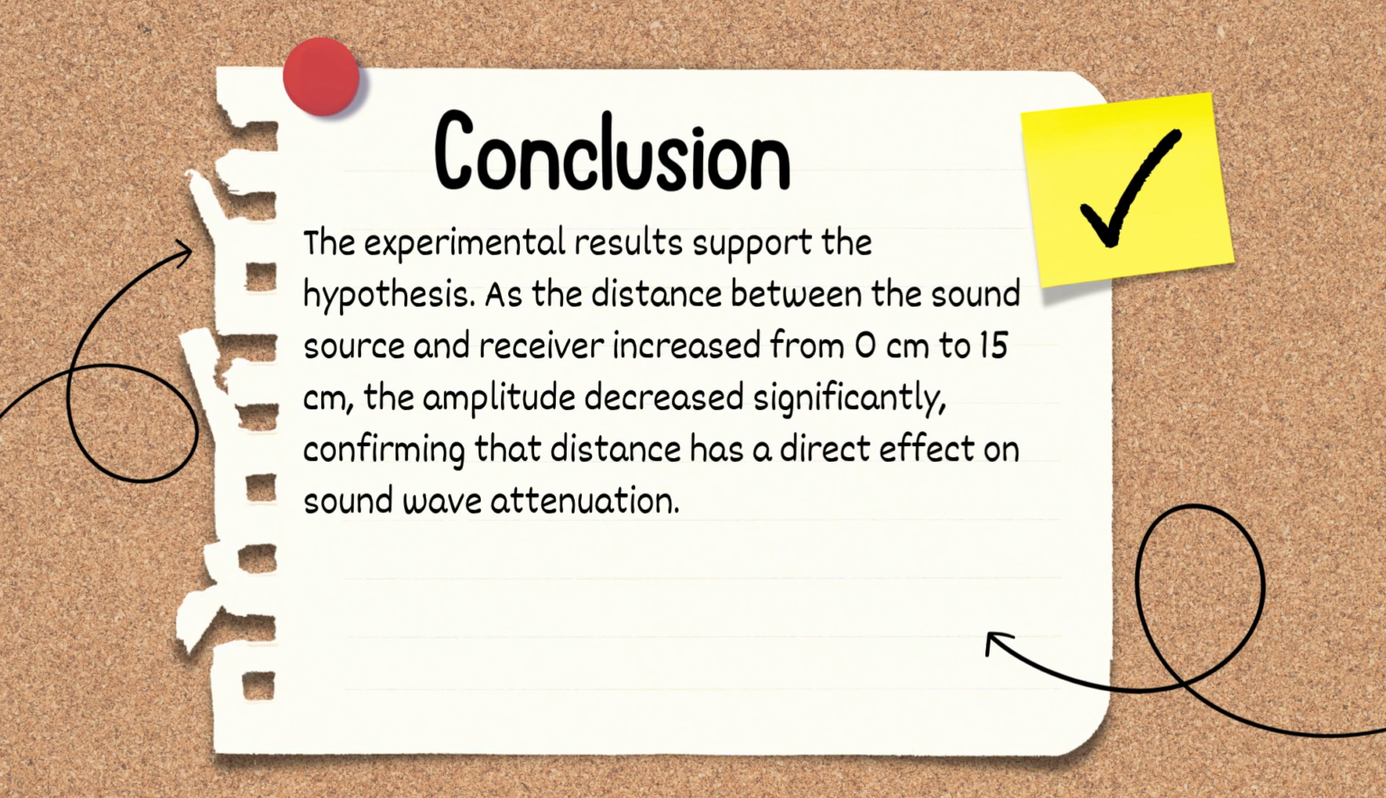Lastly, the conclusion is that the experimental results support the hypothesis. As the distance between the sound source and receiver increased from 0 cm to 15 cm, the amplitude decreased significantly, confirming that distance has a direct effect on sound wave attenuation.